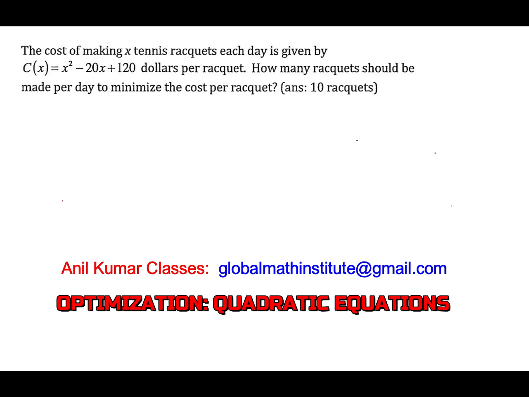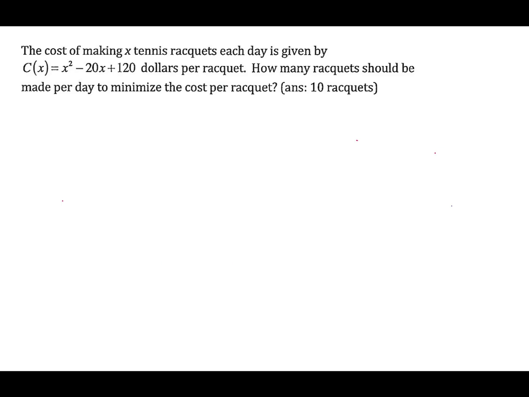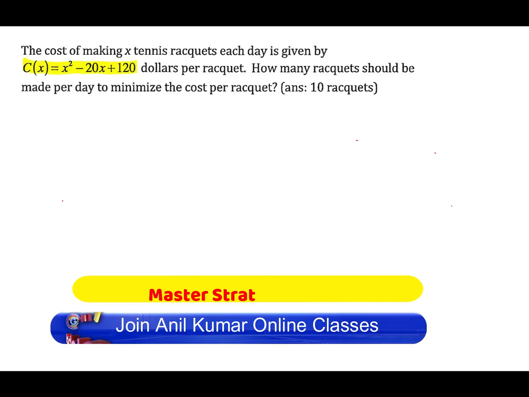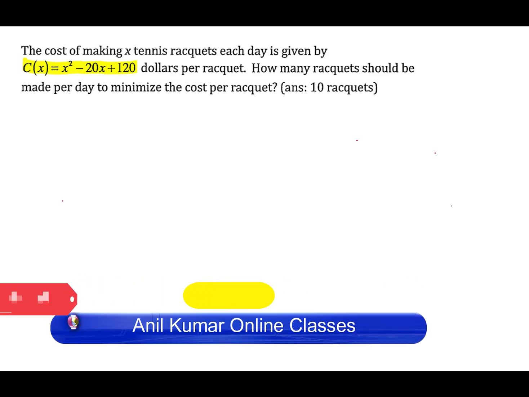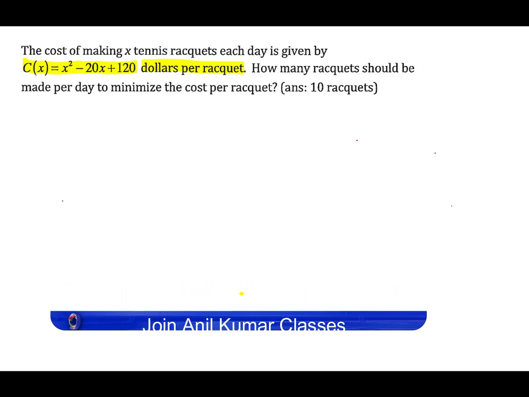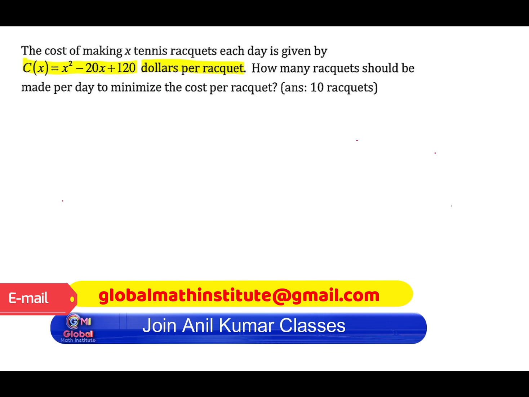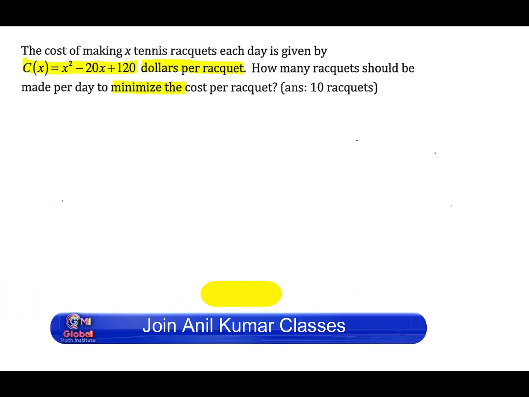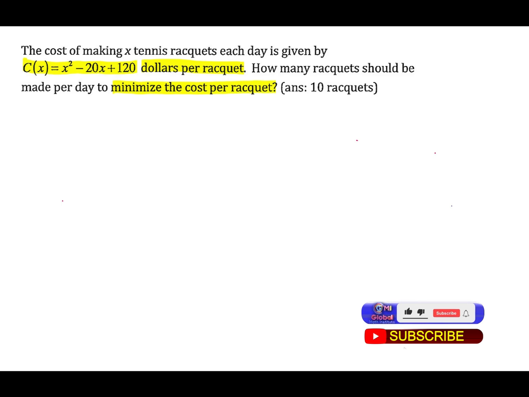We'll begin with the first question, where the cost of making X tennis rackets each day is given by C of X equals X square minus 20X plus 120 dollars per racket. So this is the cost function. How many rackets should be made per day to minimize the cost per racket? Well, the answer is also there for you. Let us see how we achieve this answer.